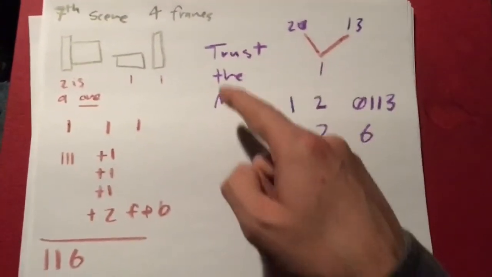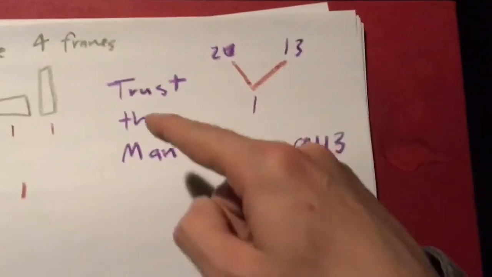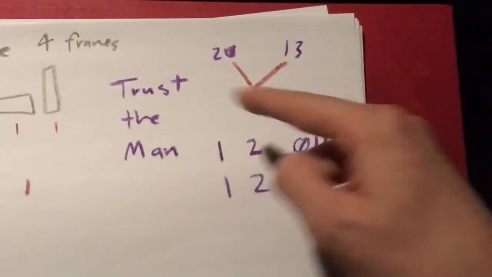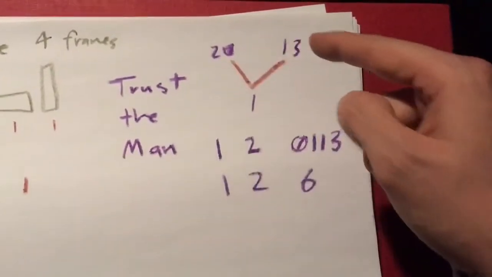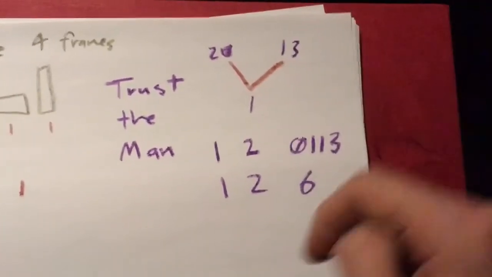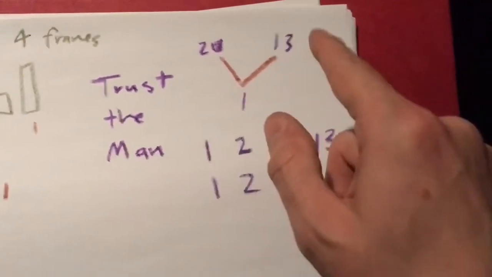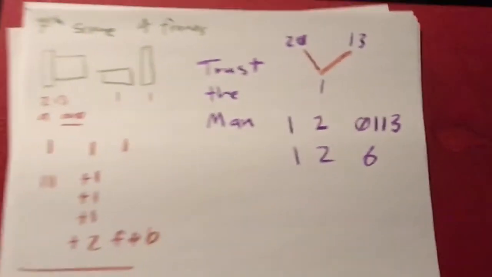Now, trust the man. The D is not capitalized. So that's just going to be a 1, okay? And then this will be a 20, and this will be a 13. Now, if you're going to do vortex math and go boom, boom, boom, boom, you're going to have a 1, 2, a 0, 1, 1, 3, which is just a 126, okay?